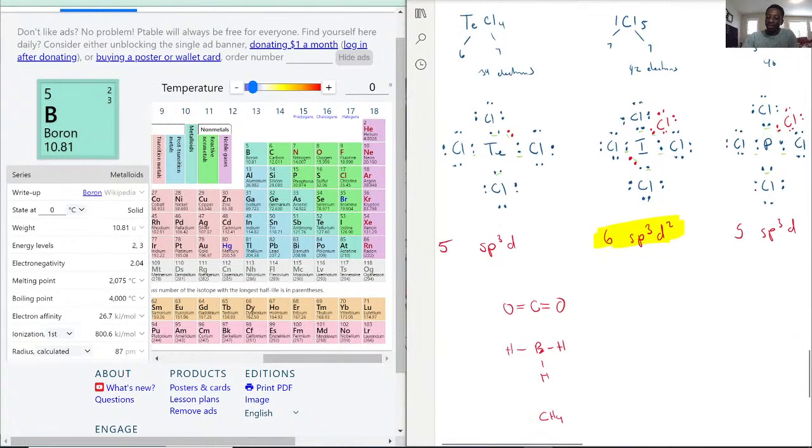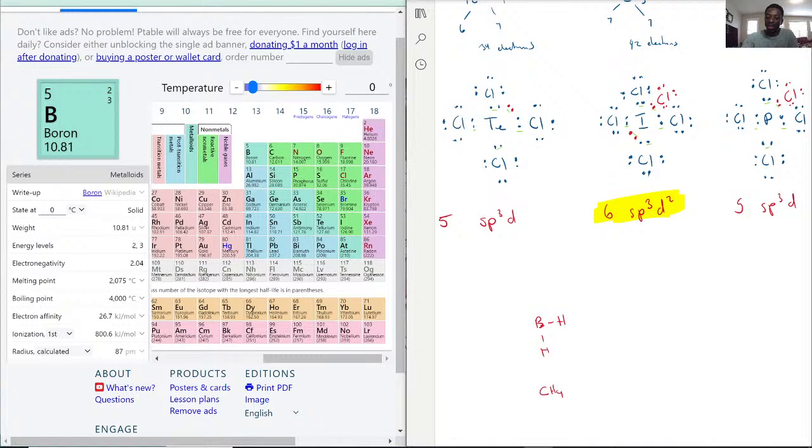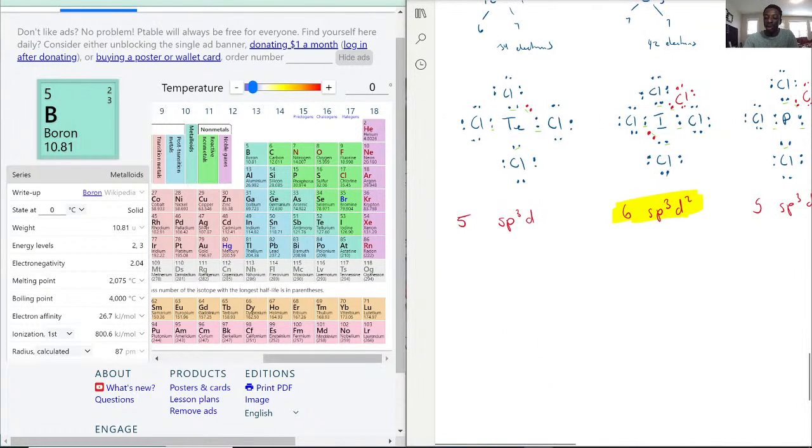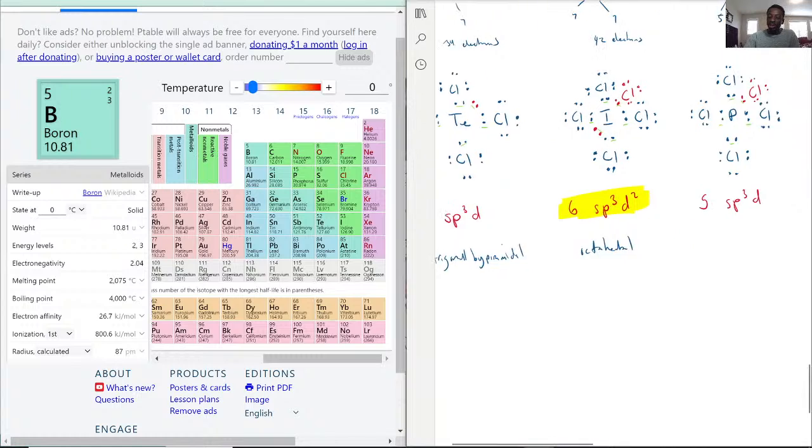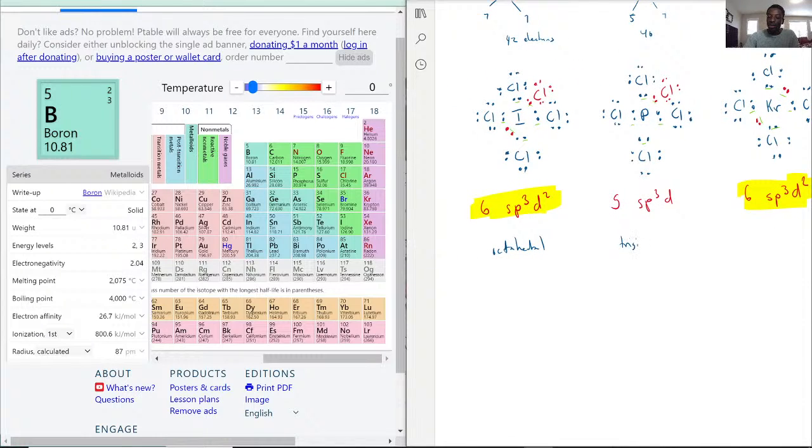Now with that being said, the next questions depend on the actual electron and molecular geometry. So the electron geometry for this, because it's sp3d, is going to be, if I remember correctly, trigonal bipyramidal. And for 6, it's going to be octahedral. So this is going to be trigonal bipyramidal. Now remember, this is the electron geometry.